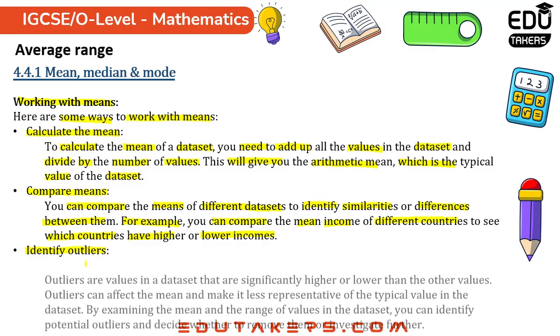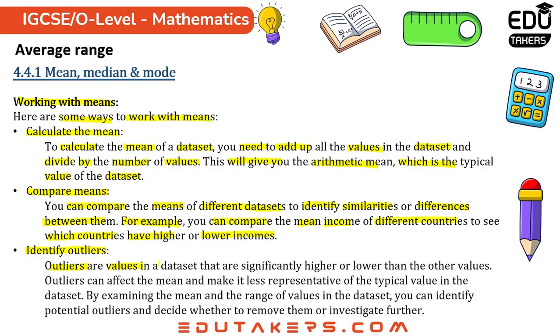Identify outliers. Outliers are values in a dataset that are significantly higher or lower than the other values. Outliers can affect the mean and make it less representative of the typical value in the dataset. By examining the mean and the range of values in the dataset, you can identify potential outliers and decide whether to remove them or investigate further.